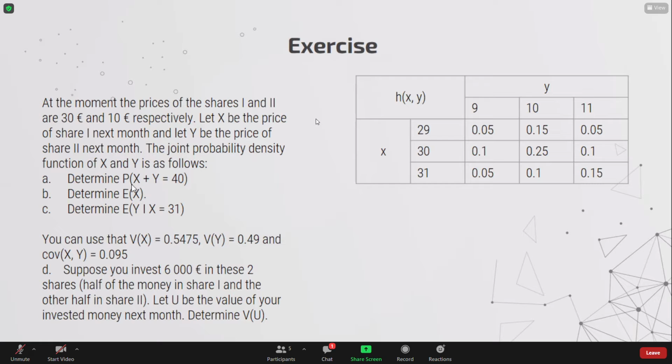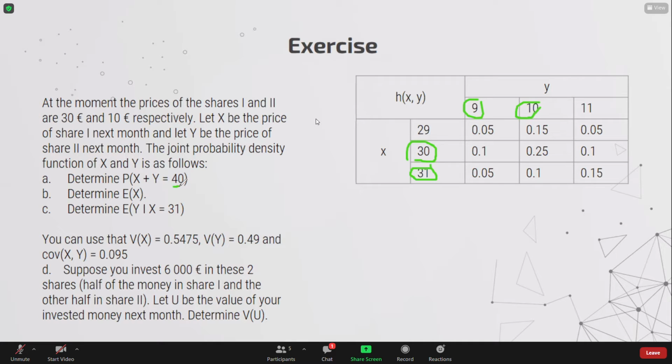The first one is the sum of x and y being equal to 40. So we have to be careful. What does it mean to have 40 as a sum of x and y? It means that we can have, for example, x equal to 30 and y equal to 10. But we can also have x equal to 31 and y equal to 9. So there are a few options to think about when it has to be exactly 40.